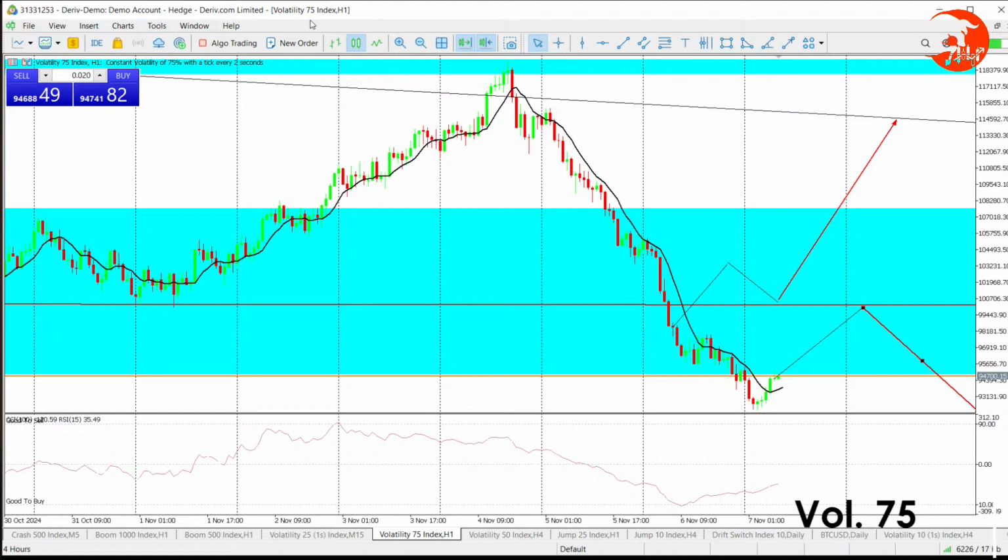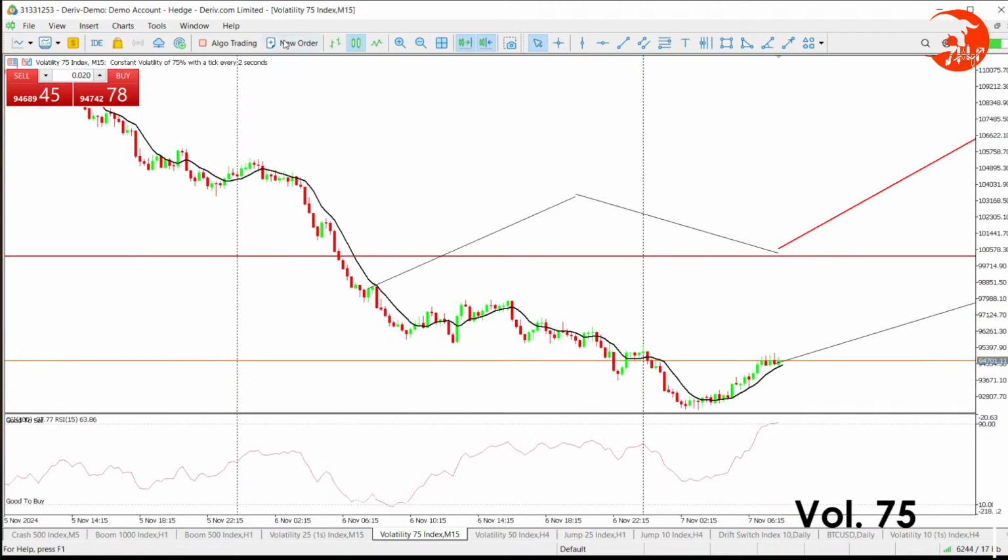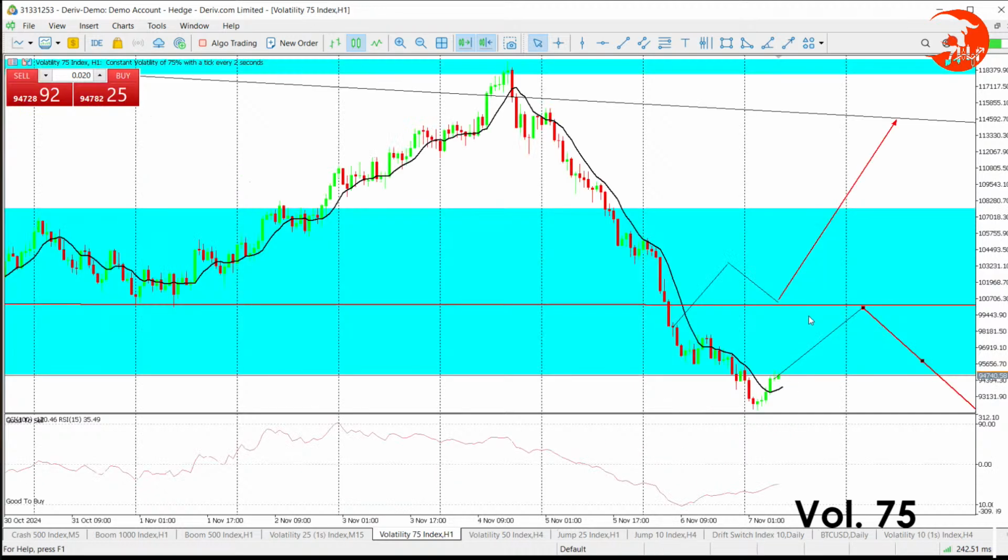So H1 is already buying. I don't normally do that, so I will wait for a pullback to make my entry for the buys, knowing that I'm going to buy it all the way up there, but cautiously, because the major bias or the bigger bias is on the sells according to daily.